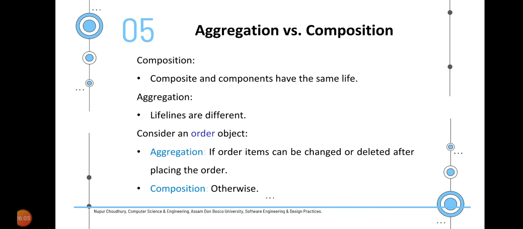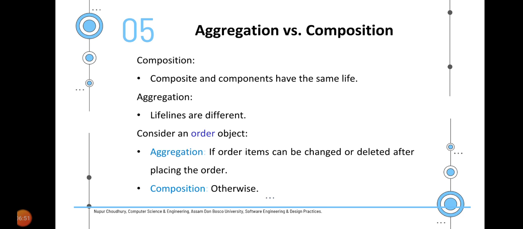When we are looking at aggregation and composition, in composition, composite and components have the same life. That means whatever we have in our whole part and the part component, both of them have to coexist in order to prove that the relationship is sustainable. However, in aggregation, the lifelines are different. That means the part component can still be there for a longer or shorter period of time, but it is not directing the lifetime of your whole component.